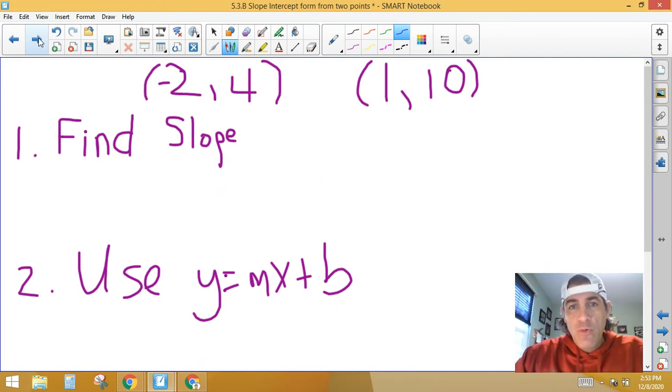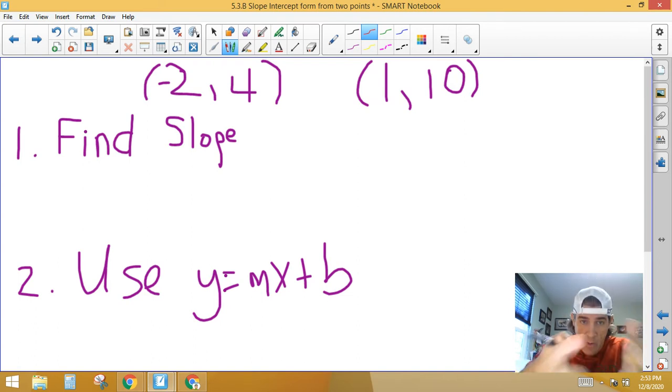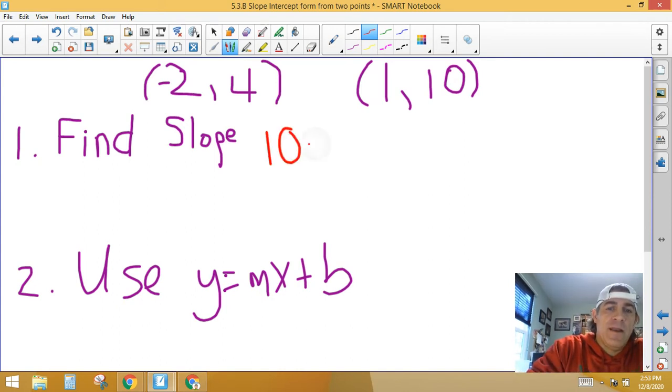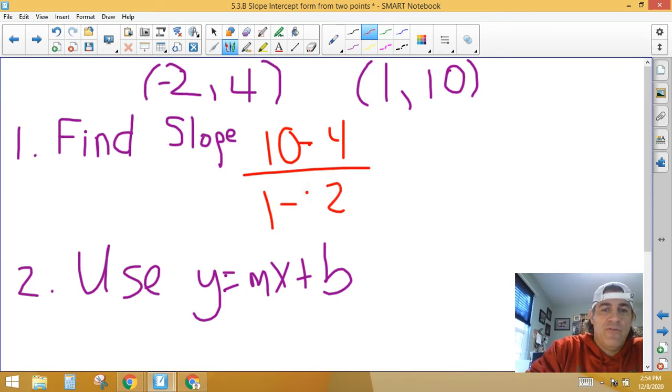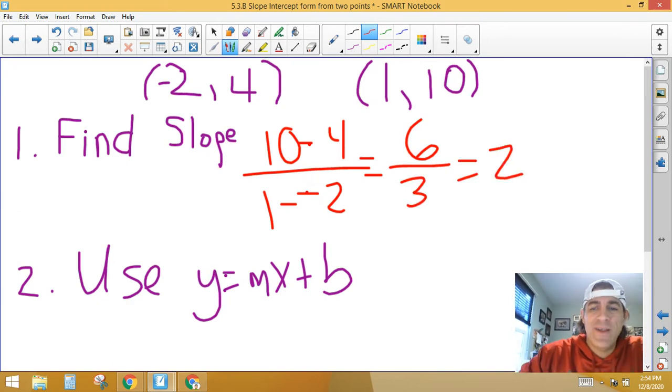All right, let's try one. I'm going to pause a little bit more here for you to try it out. First things first. Here are 2 points: negative 2, 4, and 1, 10. First thing I want you to do is find the slope. Go ahead, find the slope. Cool, let's see how you did. We'll do 10 minus 4 over 1 minus negative 2. That gives me 6 over 3, or 2. So my slope is 2.